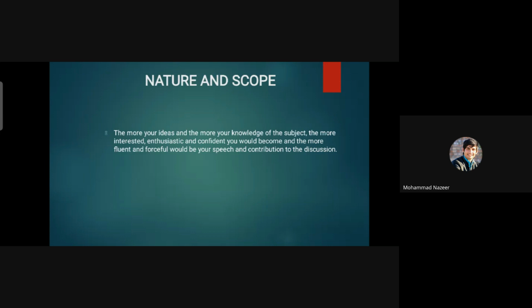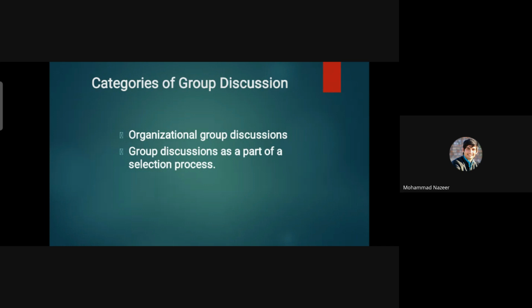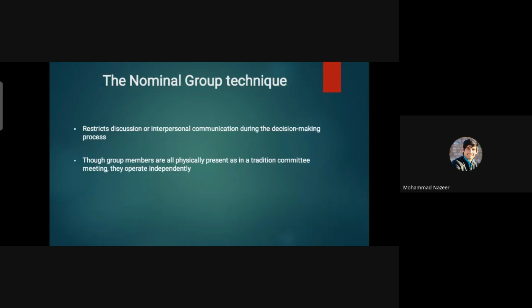Because the more your ideas, the more your knowledge of the subject, the more you are interested. It shows how enthusiastic you are, how confident you are. All these things are required in a group discussion. These are certain categories of group discussion. There are organizational group discussions, and there are group discussions which are a part of a selection process.